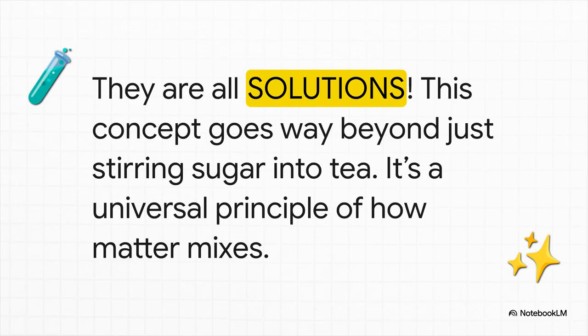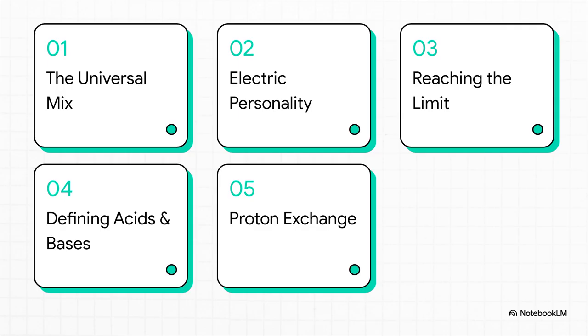And this concept, it's way bigger than just stirring some sugar into your tea. It's a core principle of how matter itself comes together and mixes. So here's our game plan for today. We're going to start with the universal mix to see what makes these things tick. Then we'll look at their electric personality. Yeah, some of them conduct electricity. We'll find out what happens when you're reaching the limit, and then we'll get into their famous cousins, acids and bases, and finish with the great proton exchange.